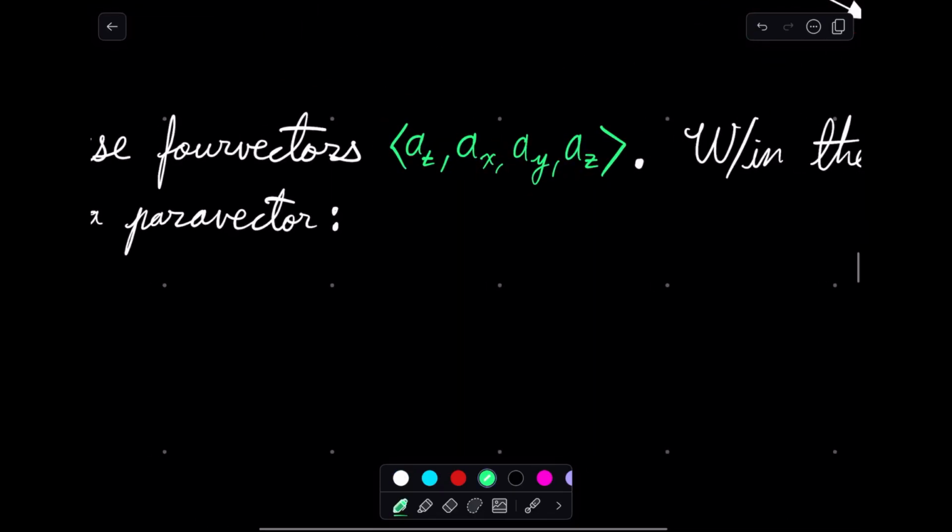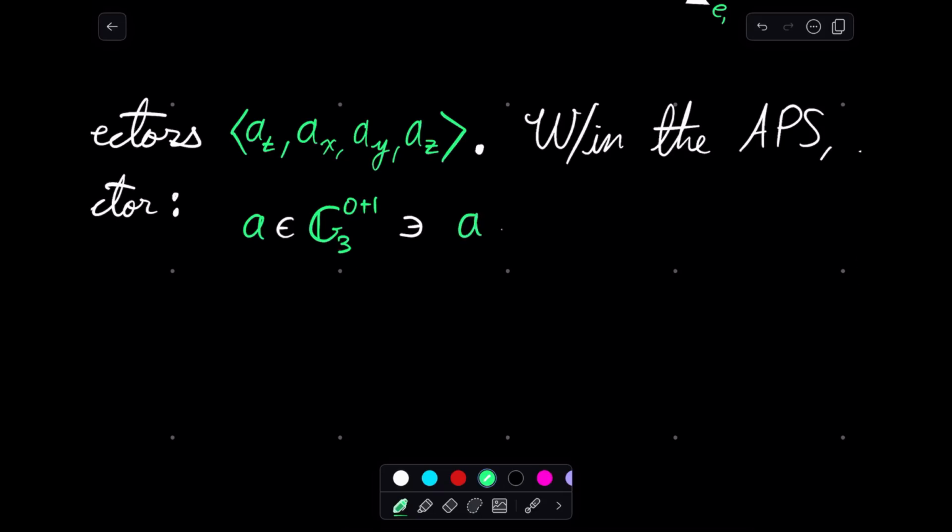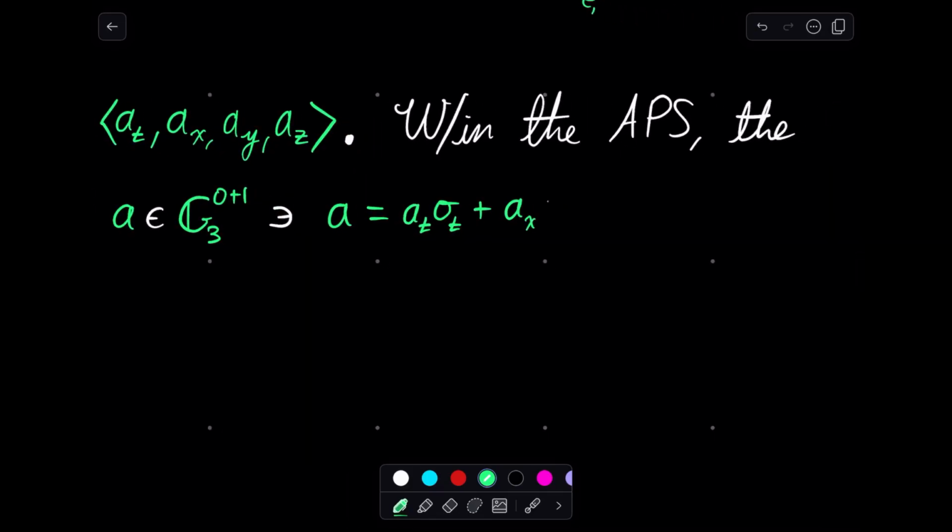That is, a paravector is an object A that is an element of the scalar and the vector subspace of the algebra, such that the paravector A is equal to A_t component sigma_t plus the A_x component sigma_x plus a_y component sigma_y plus the A_z component sigma_z.